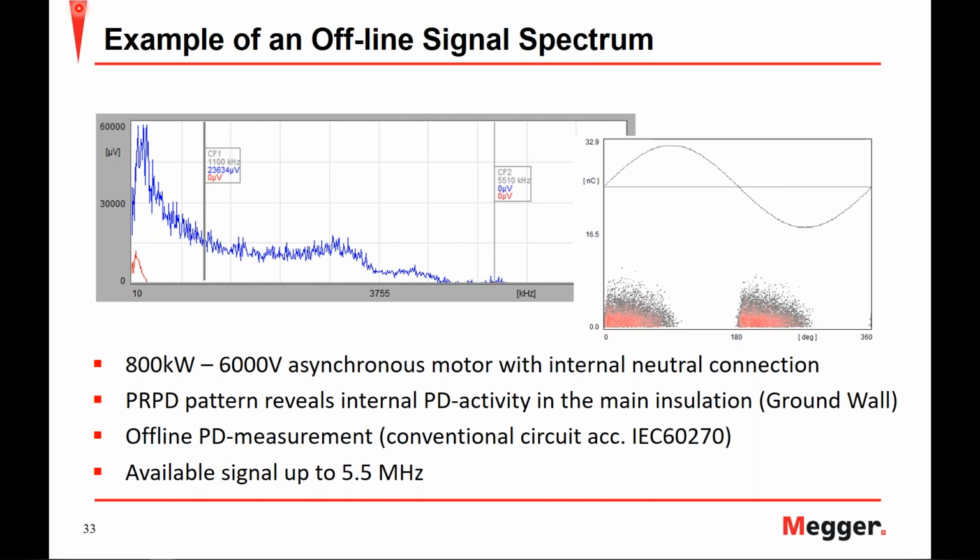Looking at the spectrum analysis, we can see that the signal shows signal strength or available signal up to 5.5 megahertz. This doesn't mean that there's no signal beyond this, but it would require high amplification. But the main takeaway is to look towards the corner frequency or cutoff frequency 1 and measure around here where we have the higher gain. And this is around the 1 megahertz range, which is the IEC 60270 recommended bandwidth.